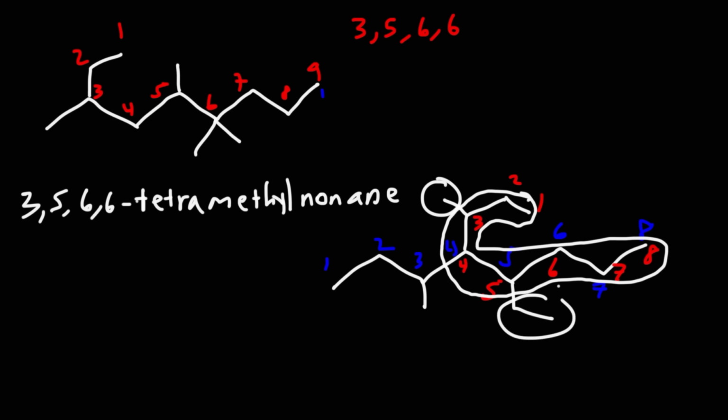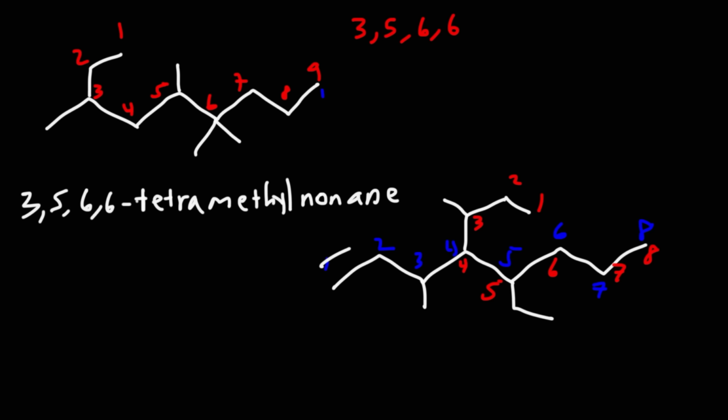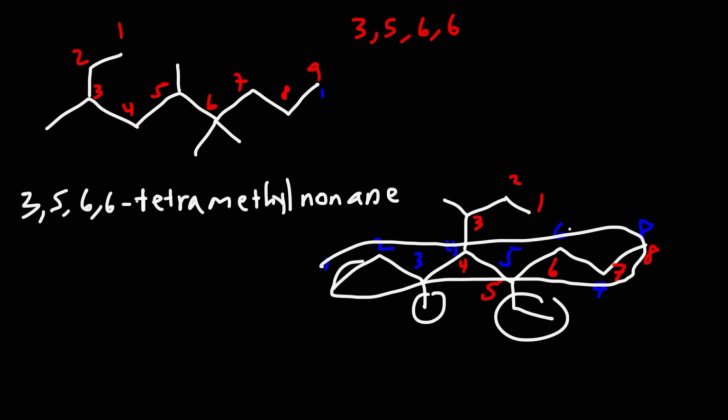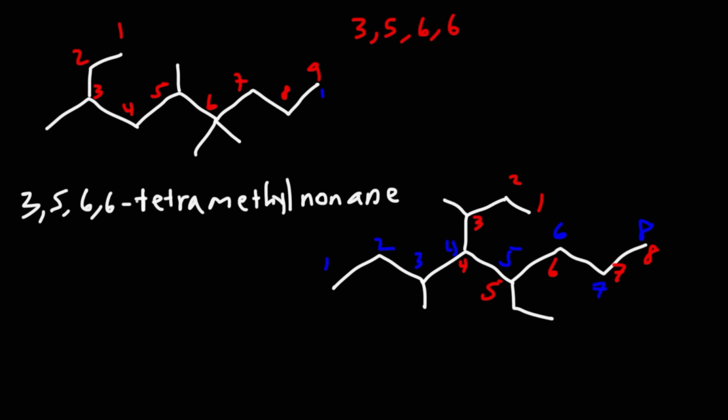Here we have an ethyl group, a methyl group, and a sec-butyl group. If we look at the blue chain, we still have a methyl, ethyl, and a sec-butyl group. So it seems pretty identical, but let's go deeper. Let's look at the numbering of the groups.